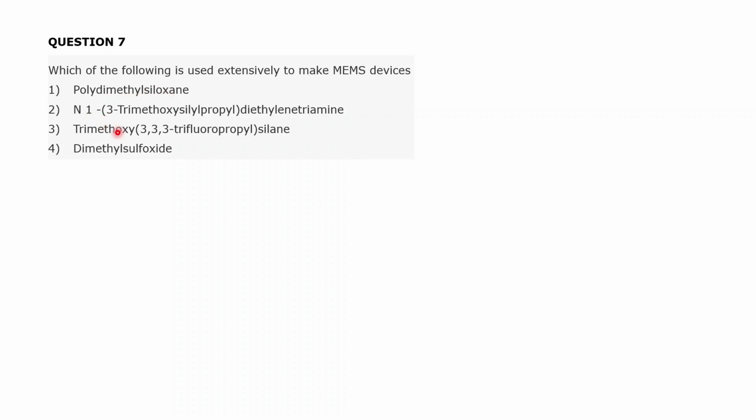Polydimethylsiloxane, N1,3-trimethoxysilyl propyl diethylene triamine, trimethoxy 3,3,3-trifluoropropylsilane, or dimethyl sulfoxide. Which might be the answer? Option 1. Yeah. So the answer to this question is option number 1, polydimethylsiloxane.